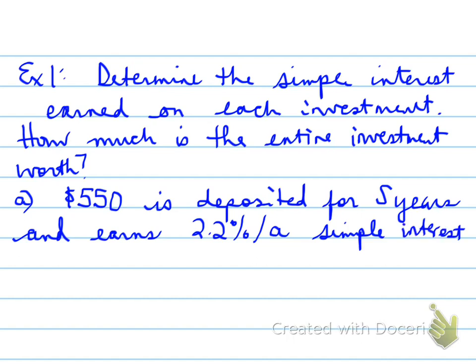What does that mean? Well, the 550 is a dollar value. And remember I told you that dollar values have to do with capital letters. So 550 here represents the P. That's how much is deposited, invested, or borrowed. In this case, deposited. 5 years, thankfully for us, this is represented in years, so this is just our time. Time is 5, and 2.2% per annum simple interest.